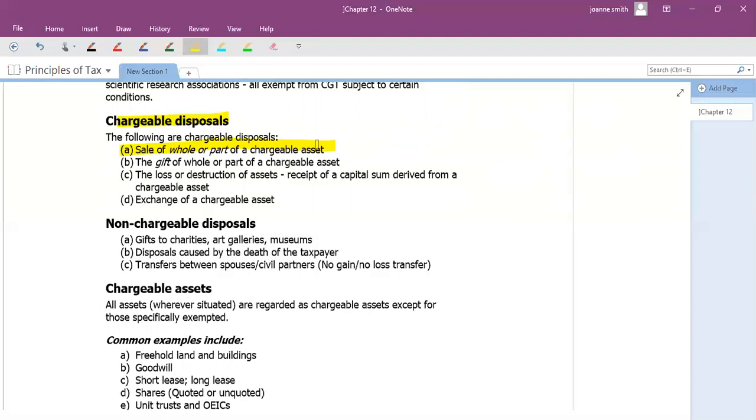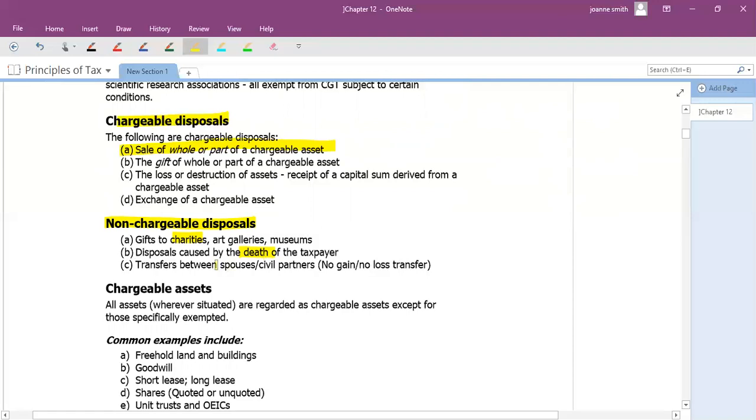It can be a loss and destruction of an asset. So let's say an asset was destroyed in a fire and you had to pay out of the insurance company, or even exchanges of assets. So lots of situations cause gains to arise, but we're mainly focusing on A in this chapter. And again, it reminds us of the non-chargeable disposals, which we've got there, things to do with charities, anything caused by death. I mean, death might create a tax, and we'll look at that when we do inheritance tax, but it doesn't create capital gains tax.